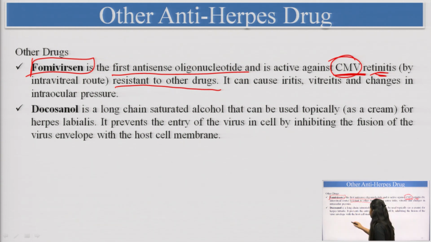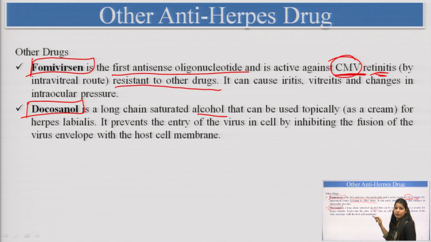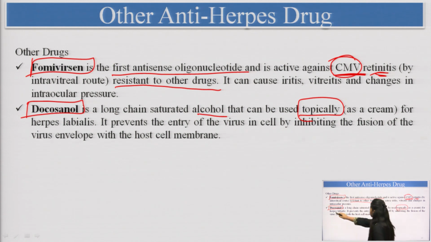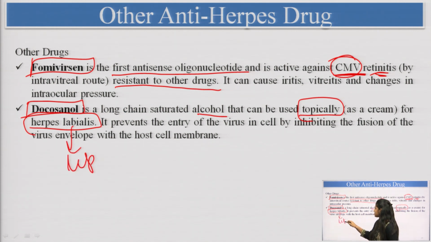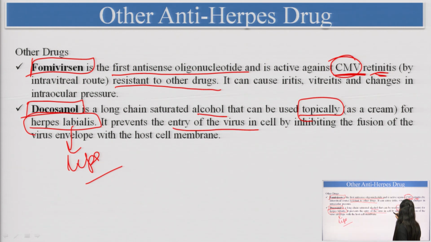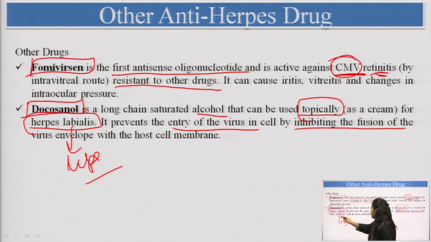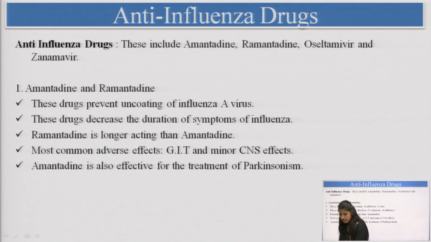Okay. Next is docosanol, which is a long-chain saturated alcohol compound. It is an alcohol derivative, which is given topically for the infection caused by herpes labialis. This mainly affects the lips area. So, docosanol acts on the step where the virus enters the host cell. So, at the penetration step, it prevents the entry of the virus into the cell by inhibiting the fusion of the virus envelope to the cell membrane.